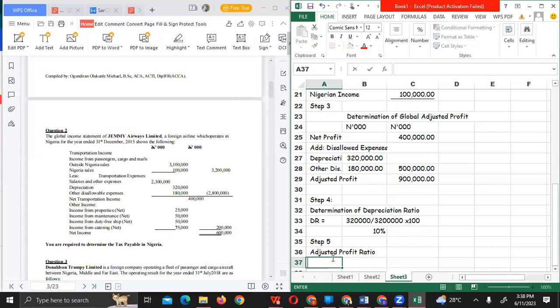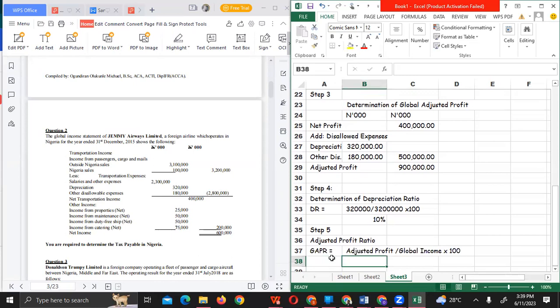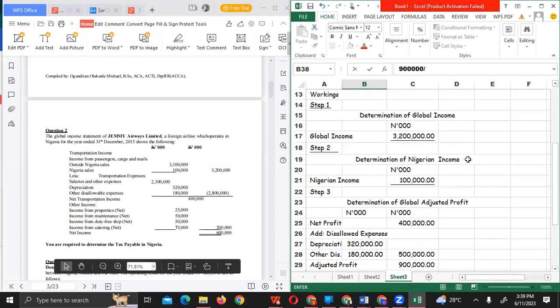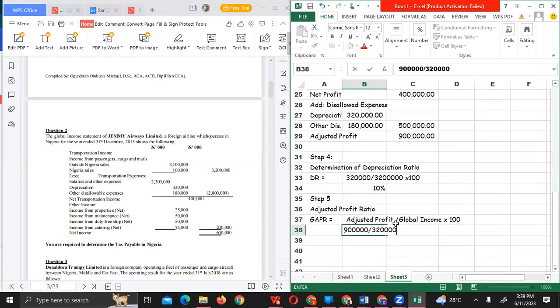That will be GAPR, equal to the Nigerian income, the global adjusted profit over global income, times 100. So in this case, global adjusted profit over global income is 2.2, and 900 over 3,200. So any question, please?